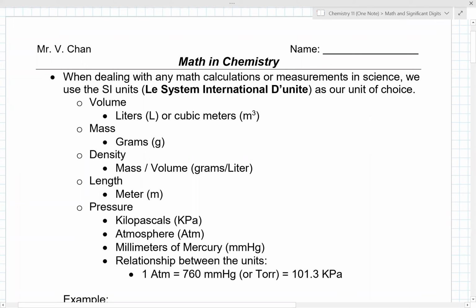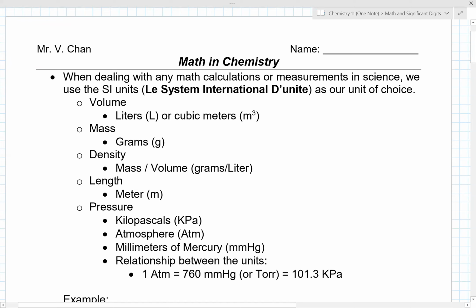What the SI units are is basically a standardized unit so that if you were to go to any other science community in a different country, let's say Japan or Thailand or Eastern Europe or Western Europe, if you were to use this terminology, they know exactly what you are talking about. So for volume in the scientific community, we either use the units of liters or cubic meters. For masses, grams.